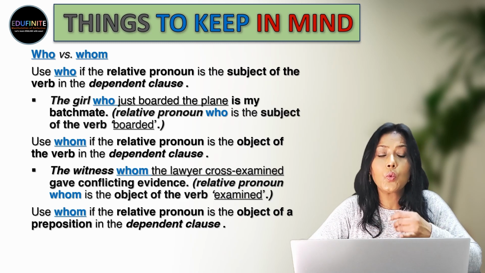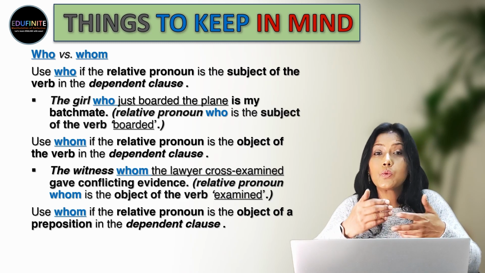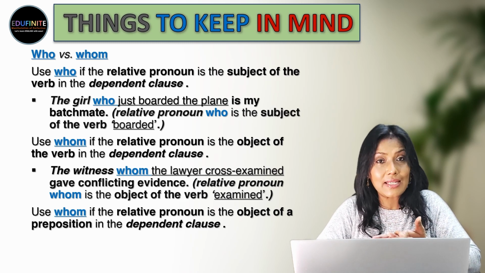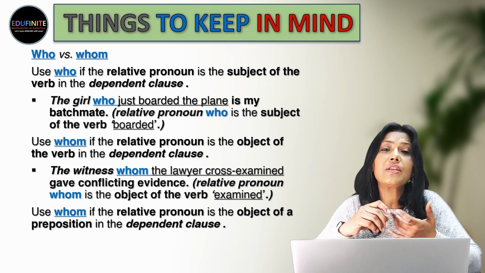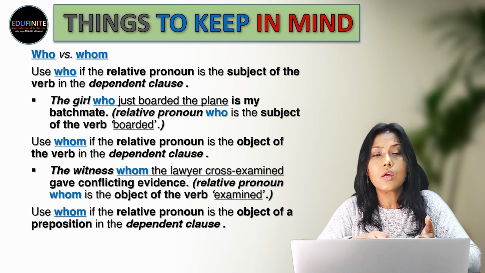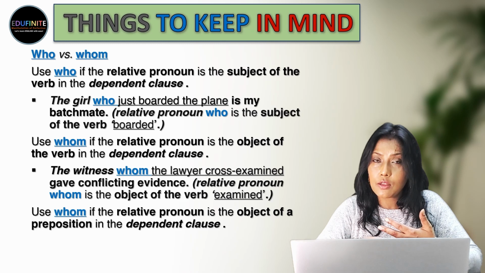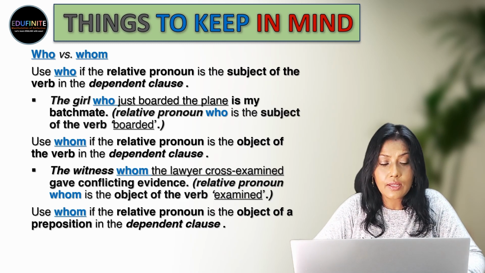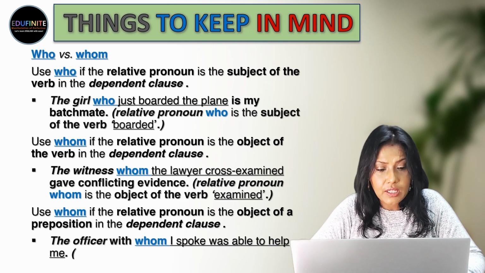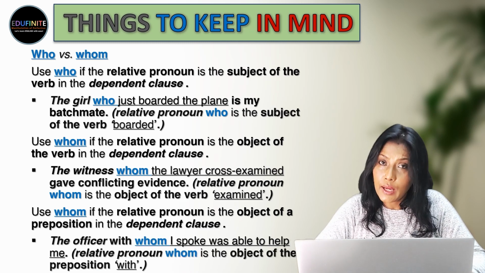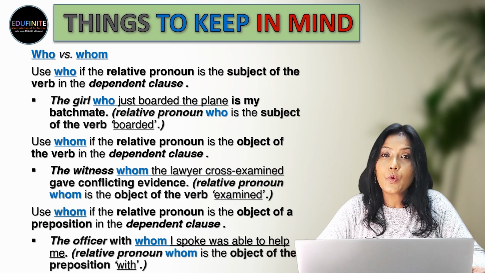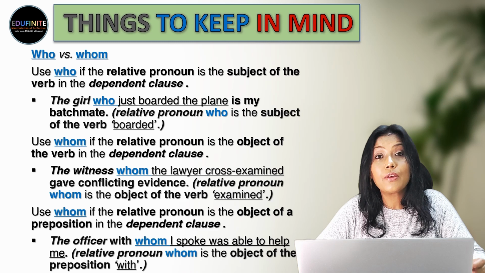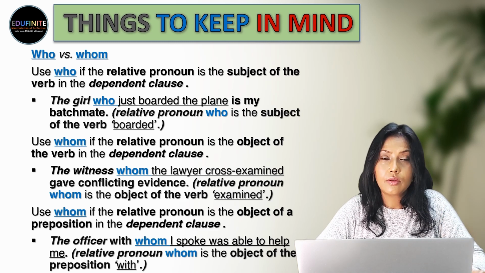We never use who. So when you are in confusion between who and whom, who is only used when it is the subject of the dependent clause. And if it is the object of the dependent clause or the object of a preposition in the dependent clause, in that case you will have to use whom. So let's look at the sentence. The officer with whom I spoke was able to help me. The relative pronoun over here, whom, is the object of the preposition with.